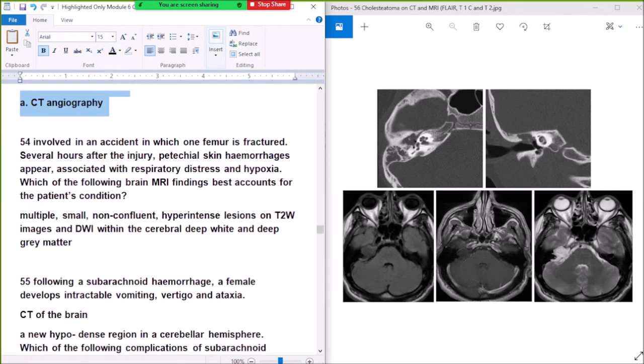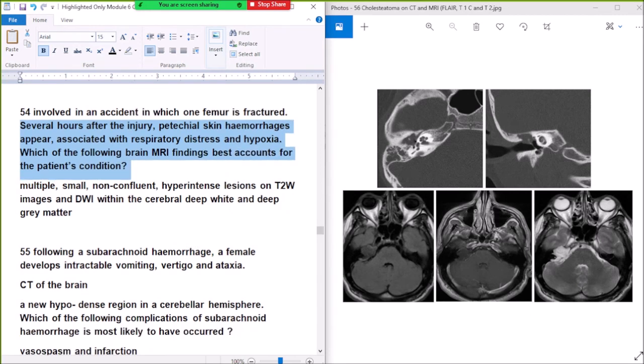54. Patient involved in an accident in which the femur is fractured. Several hours after the injury, petechial skin hemorrhages appear, associated with respiratory distress and hypoxia. Which brain MRI findings best account for the patient's condition? Multiple small non-confluent hyperintense lesions on T2-weighted images within the cerebral deep white matter and deep gray matter.